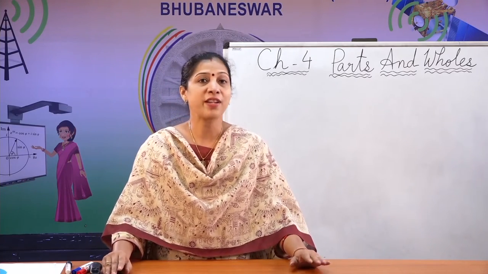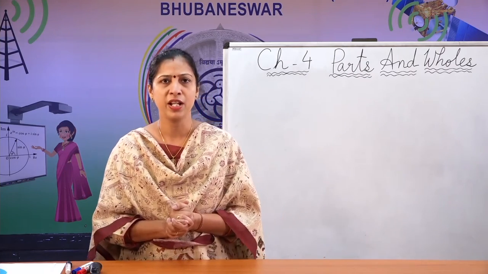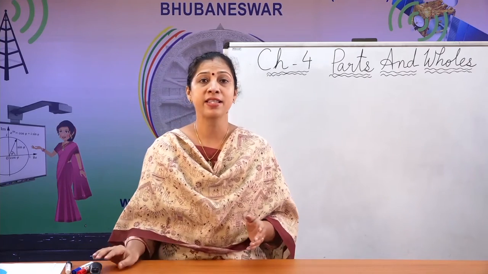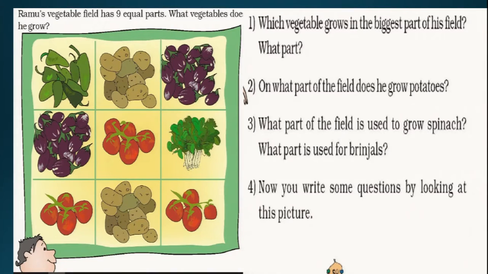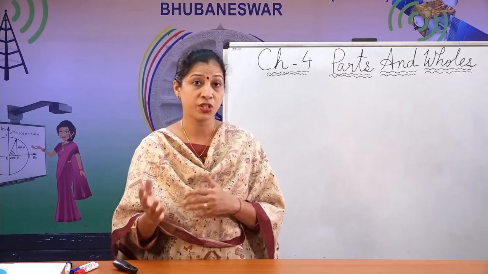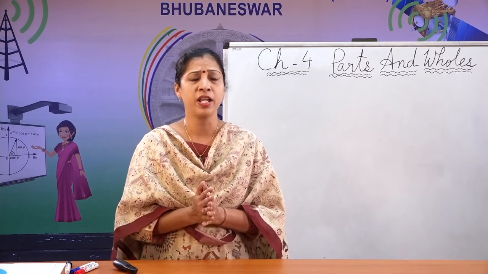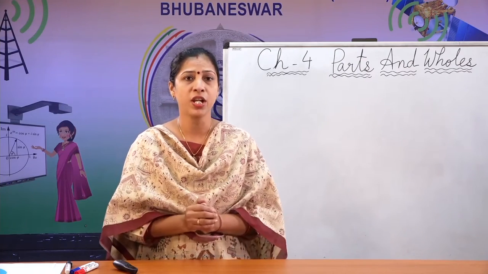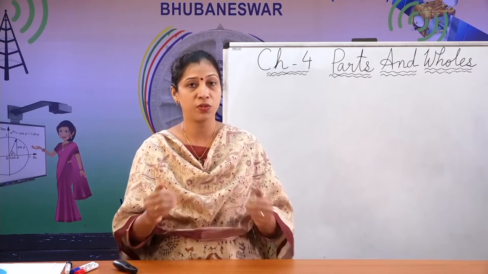So children, Ramu is a vegetable farmer. He is growing a lot of vegetables in his field. What he has done is he has divided his field into 9 equal parts and he is growing different types of vegetables there. So today we are going to find out how he is growing the vegetables, what is the quantity of each vegetable, which vegetable is grown in the maximum quantity, which vegetables are grown in the minimum quantity, and which vegetables are grown in equal quantities.